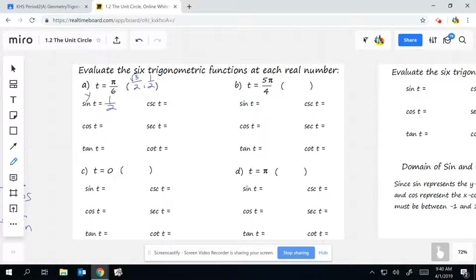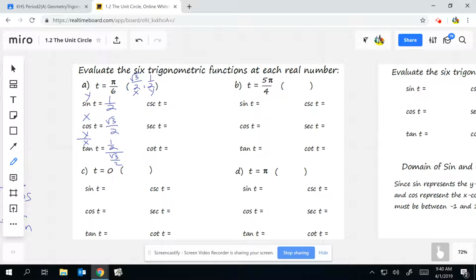And my cosine is always going to be my x value, so it's going to be radical 3 over 2. Your tangent, however, is your sine over your cosine, your y over your x. So you're actually going to need to take 1/2 and divide it by, because this is my y, this is my x, radical 3 over 2.